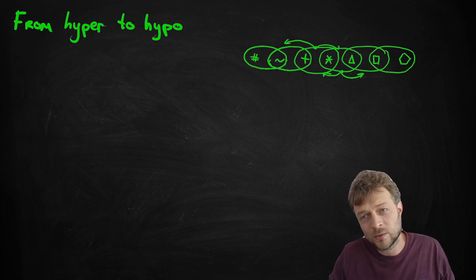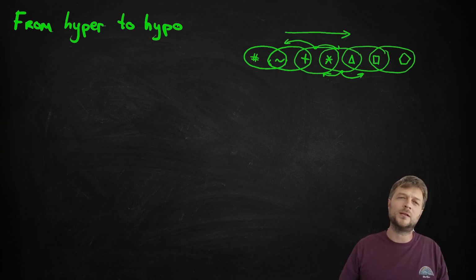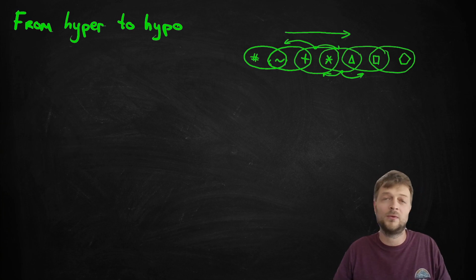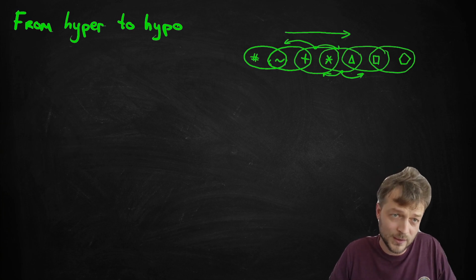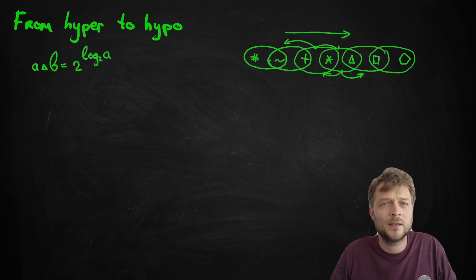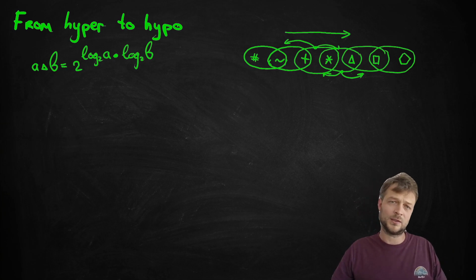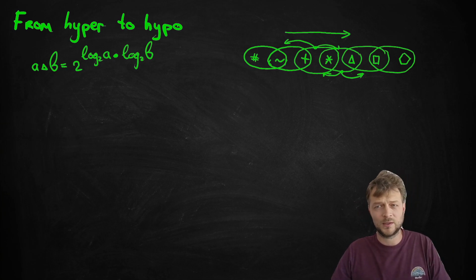So we know how we go in this direction, and we will just write a formula in a second here. We inferred it in the previous video. So let's see what it was. It was something like A triangle B is equal to 2 log 2A multiplied by log 2B. So you see that we expressed the triangle operation in terms of the multiplication operation.